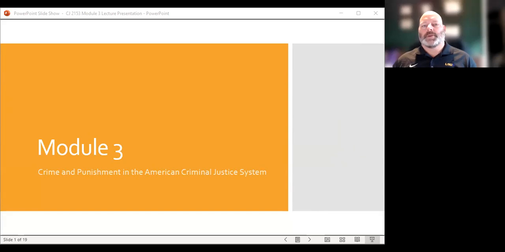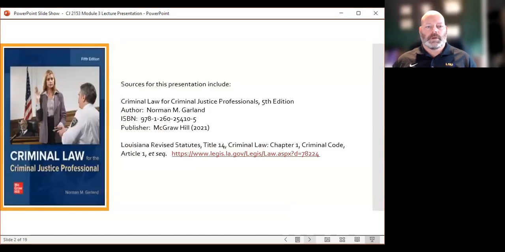Module 3, Crime and Punishment in the American Criminal Justice System. Our sources for this presentation include our textbook, Criminal Law for Criminal Justice Professionals, the 5th edition, and the Louisiana Revised Statutes, Title 14, Criminal Law, Chapter 1, Criminal Code, Article 1, and following articles.